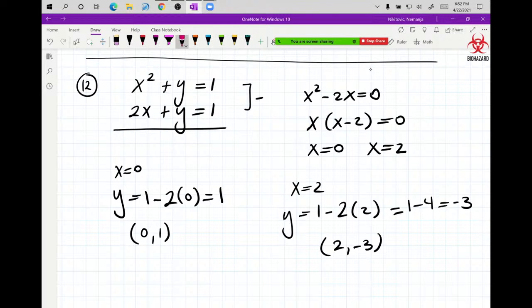Now, these solutions should work in both equations. And you can mentally check: 0 squared plus 1 equals 1. That's good. And again, 0 plus 1 is equal to 1. So the first solution works. Second solution: 2 squared is 4, 4 minus 3 is 1. 2 times 2 is 4, minus 3 is 1. So both solutions work in both equations. And that's it. We are done.